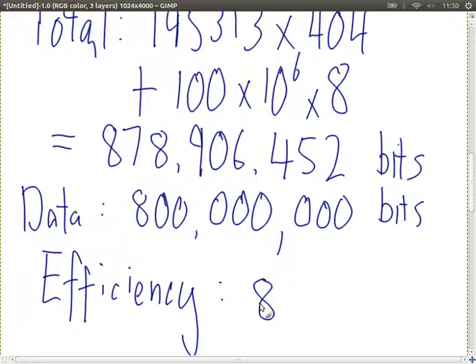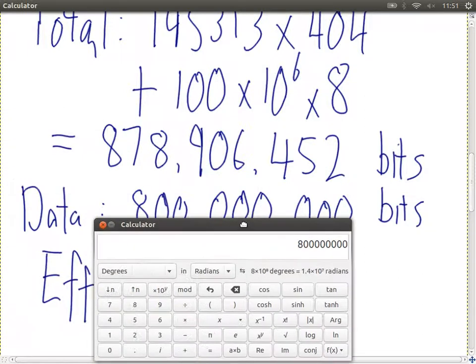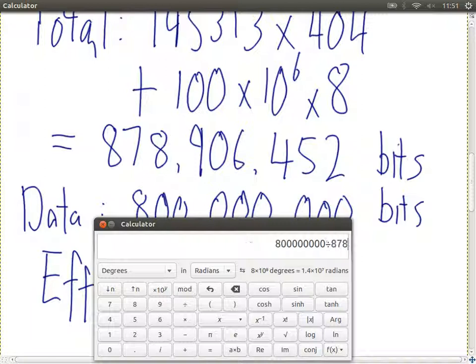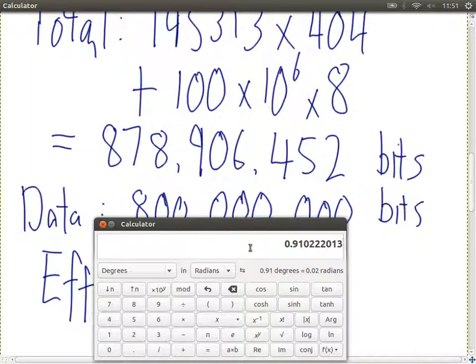Let's check. Not 87, I need my calculator. $800 million over the total. 91%, 91.02%.